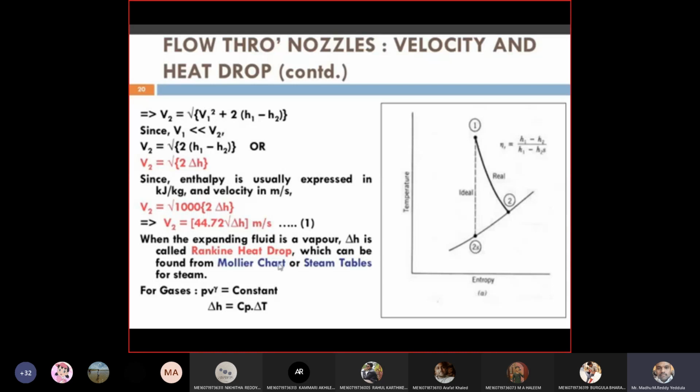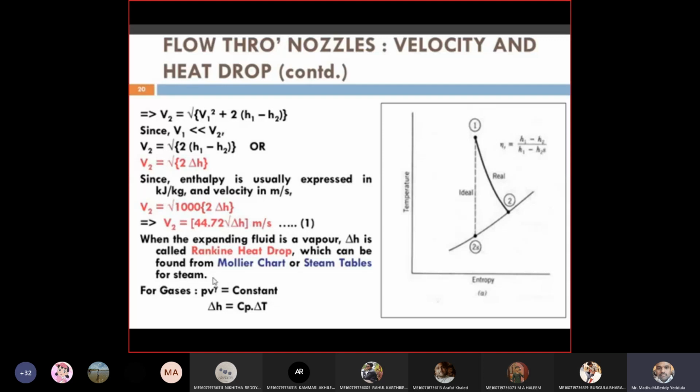Now when the expanding fluid is a vapor, then delta H is called Rankine heat drop. Delta H is the enthalpy difference. For steam power plants, the expanding fluid is always in vapor form. So delta H is called Rankine heat drop, which can be found from the Mollier chart or steam tables. Pressure and temperature will be given at inlet, so corresponding to them we can find the enthalpy, and corresponding to the pressure of the steam leaving at the exit, we can find the enthalpy. Thereby, you can calculate the delta H value.